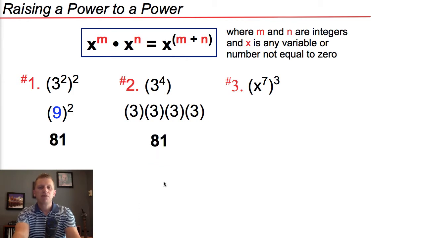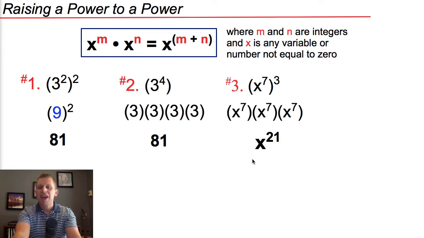Well, that's because there's a rule that says if you take a power, like this power of 2, to another power, you can just multiply the powers. For instance, if I wanted to take x to the 7th to the 3rd, what I could do is write x to the 7th 3 times. Well, we know when I multiply pieces with the same base, I just add the powers. 7 plus 7 is 14, plus 7 is 21.